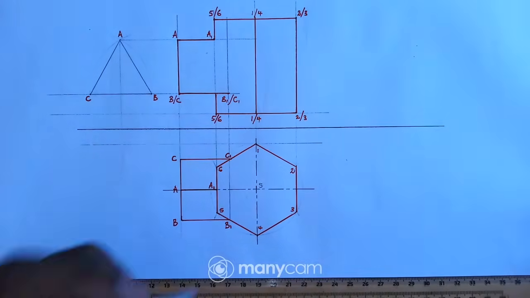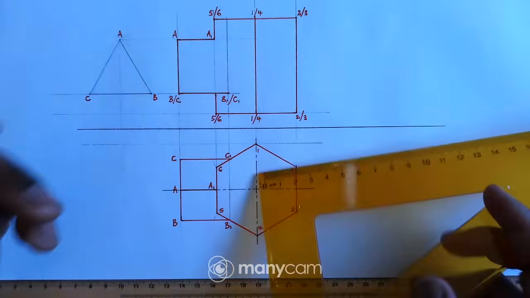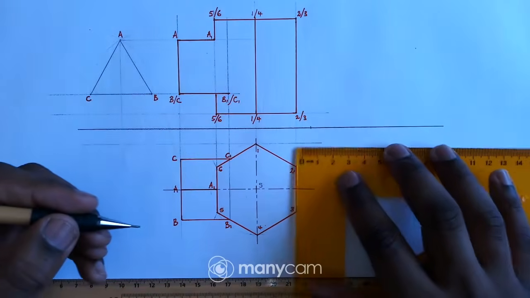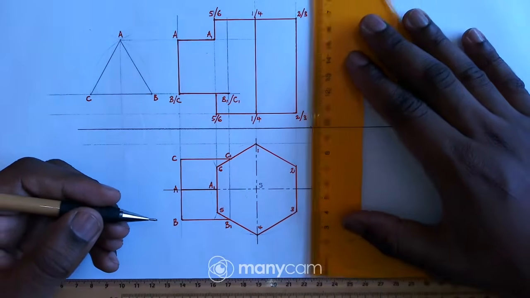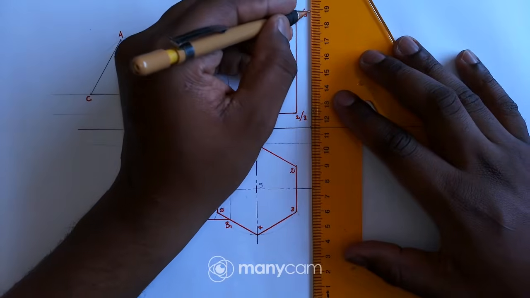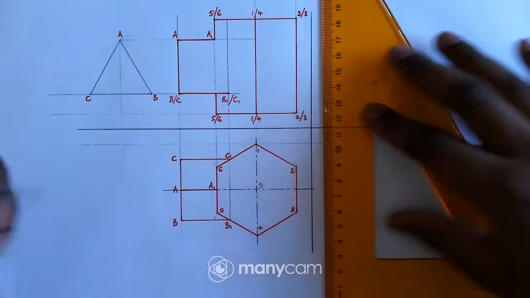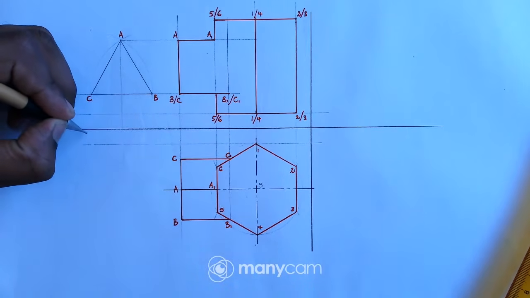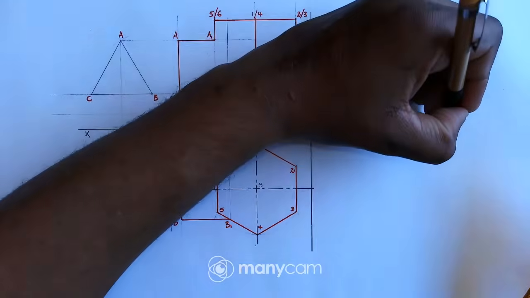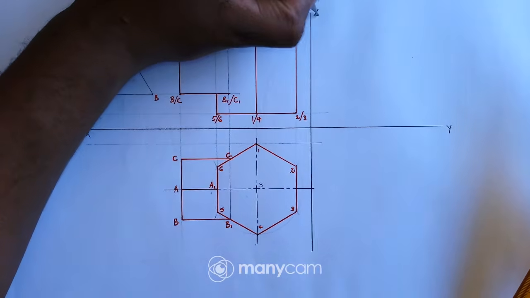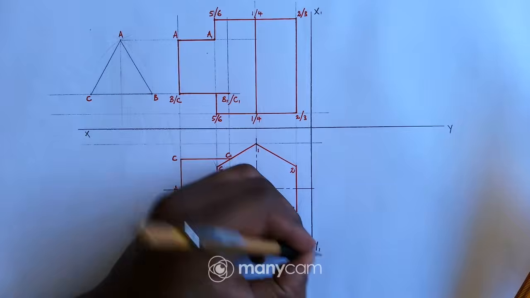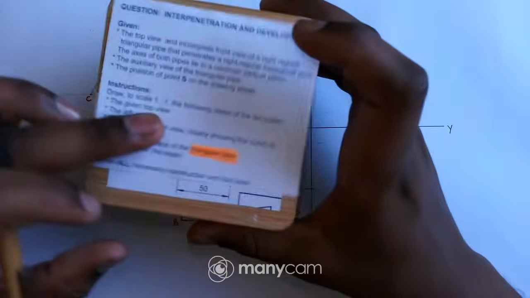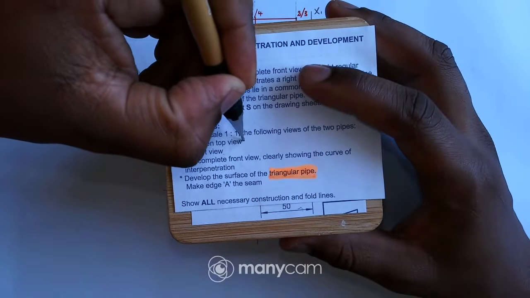Right, so before that I have to add my XY line, the vertical one. So I'll have XY line there, 10 millimeters. Then draw the vertical XY line. So we have X, Y, X1, Y1, right? So because my top view is complete, let me just mark that off.